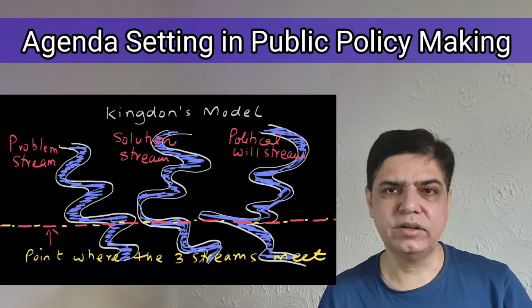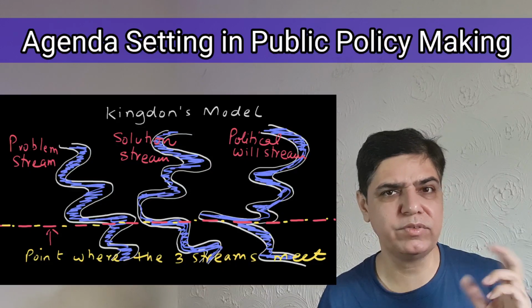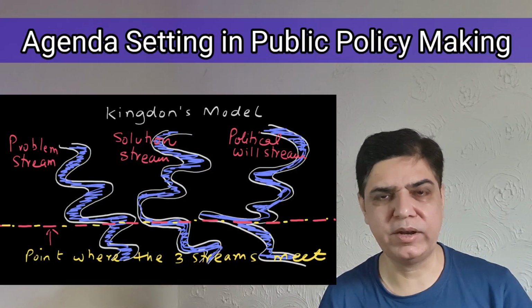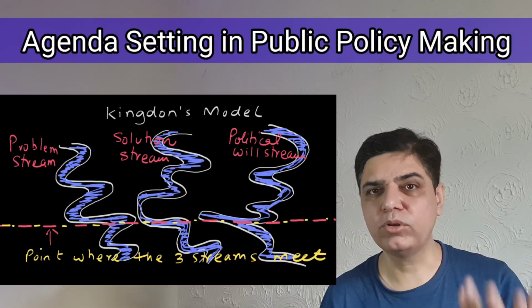The second river is what we call the solutions river. In the solutions river, there are different solutions which are again flowing in a zigzag manner. And again, we know that for every problem, there could be one or more than one solution.